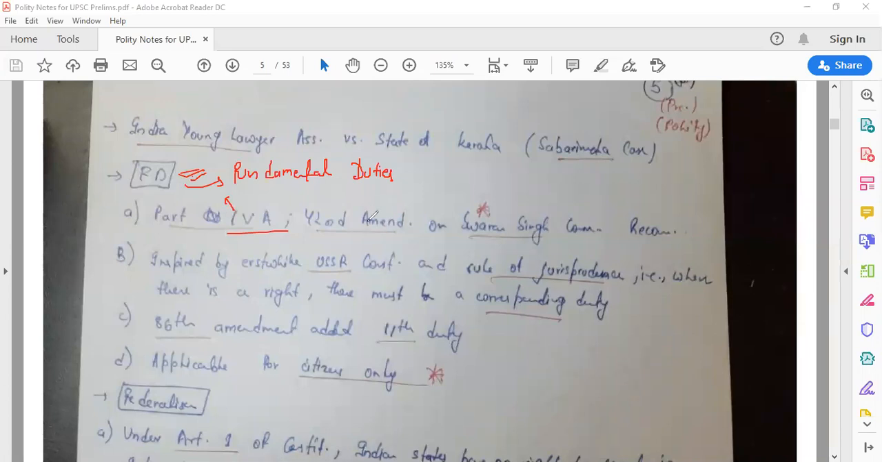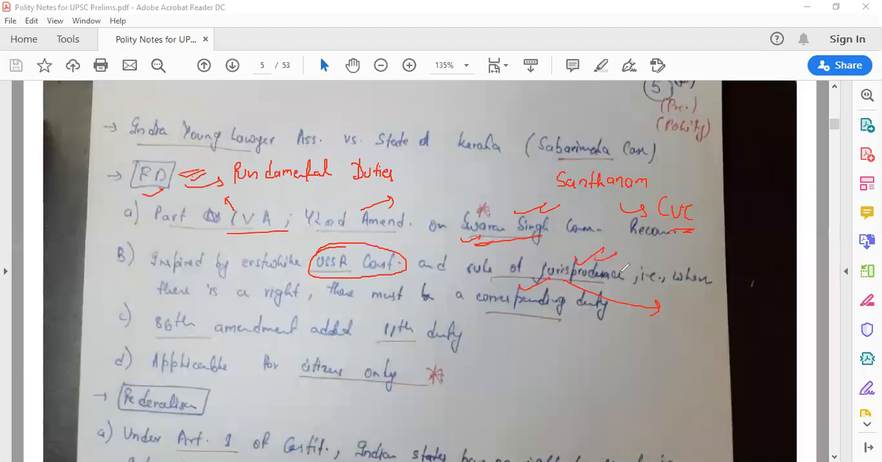Now, it has been incorporated in the 42nd Amendment on Swaran Singh Committee recommendation. Remember, generally we get confused regarding Swaran Singh and Santhanam. Santhanam led to the formation of CVC, Santhanam Committee. Swaran Singh Committee led to the enactment of fundamental duties. Now, it is inspired by the USSR Constitution and it is based on the rule of jurisprudence. Again, they can ask you anything in prelims because we know how unpredictable prelims has become.